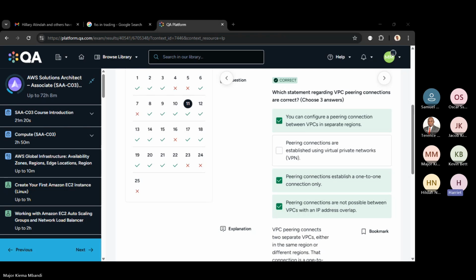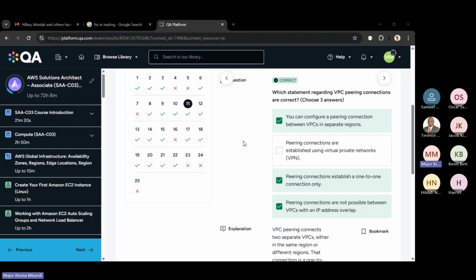So I don't know, do we need to go to the explanations? I think it's no, direct. Since you got this one right, we'll just review which are the correct answers so you can know. The first one is that you can configure peering connections between VPCs in separate regions. Yeah, supported. And now, peering connections establish a one-to-one connection only.